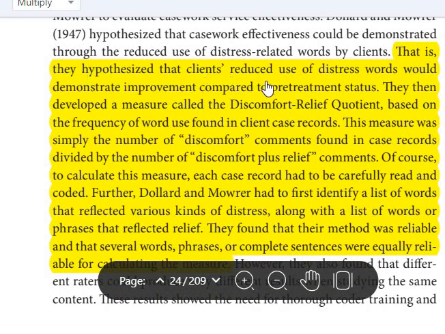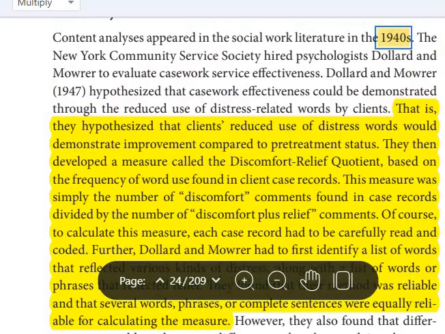Researchers hypothesized that clients' reduced use of distress words would demonstrate improvement. Before we read this, we should understand that we have psychologists here called Dollard and Miller. Okay, they wanted to use content analysis in social work. They were actually the first people who did this. Okay, what did they actually do?